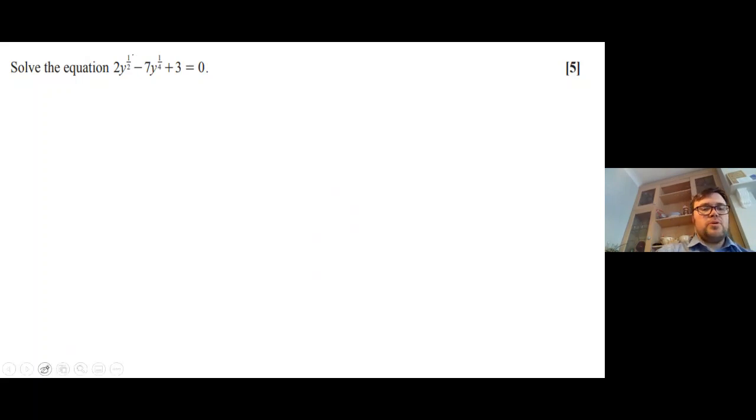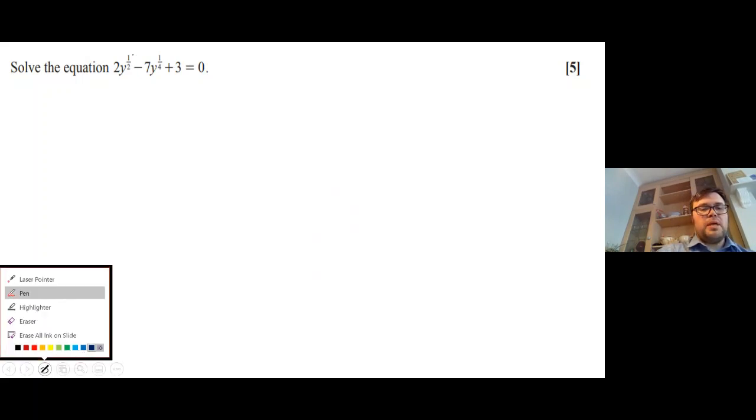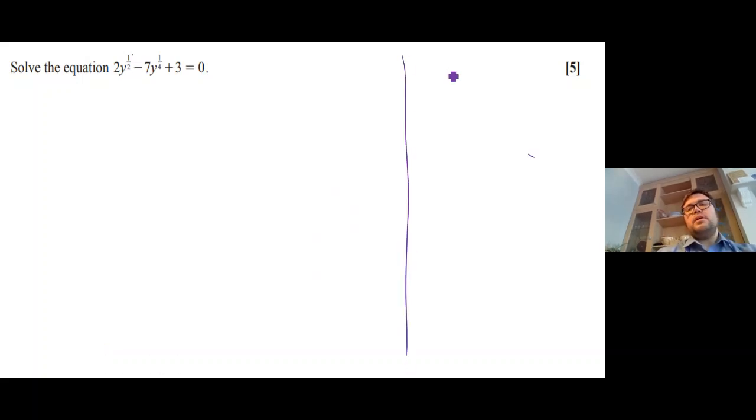Some examples of what I mean: again, I'm not going to solve any of these because I'm making them up off the top of my head, so you can just see what I mean. If you had 3y to the 6 plus 2y to the 3 minus 17 equal to 0, this could be written as a quadratic. That power there is 3, times it by 2, you get the first power.